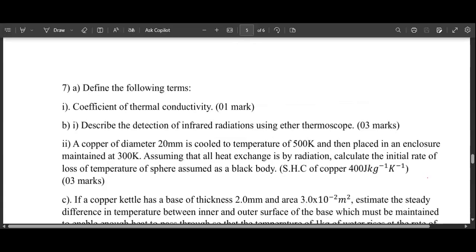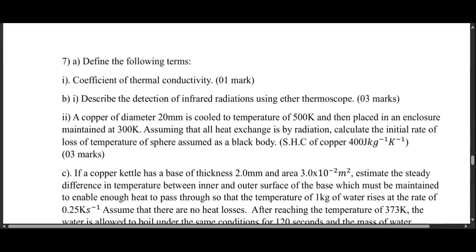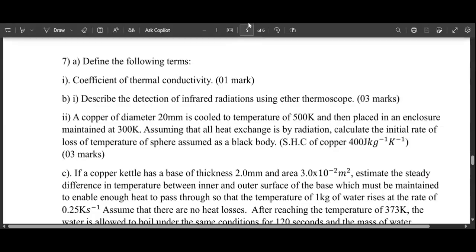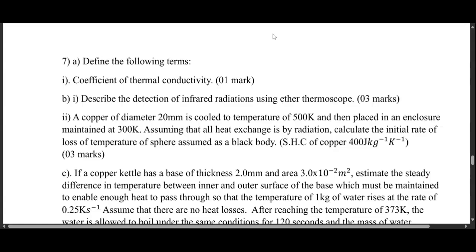Now, question 7, they are saying define the following terms: coefficient of thermoconductivity, describe the detection of infrared radiations using the ether thermoscope. Part 2. Let us begin with the definition. Now, number 7, the first part, they want us to give the definition of thermoconductivity.